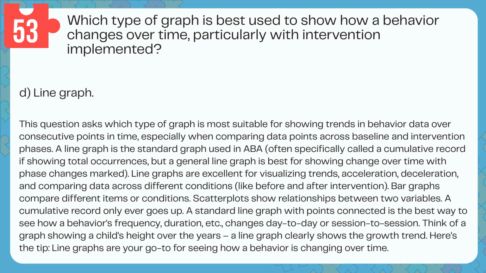Bar graphs compare different items or conditions. Scatter plots show relationships between two variables. A cumulative record only ever goes up. A standard line graph with points connected is the best way to see how a behavior's frequency, duration, etc. changes day to day or session to session. Think of a graph showing a child's height over the years. A line graph clearly shows the growth trend. Here's the tip. Line graphs are your go-to for seeing how a behavior is changing over time.